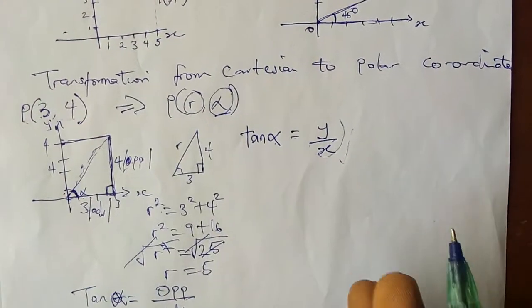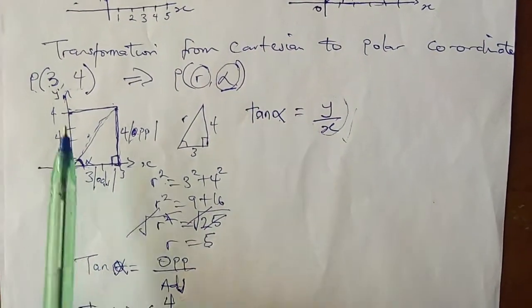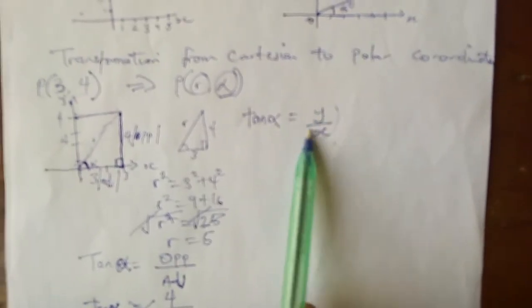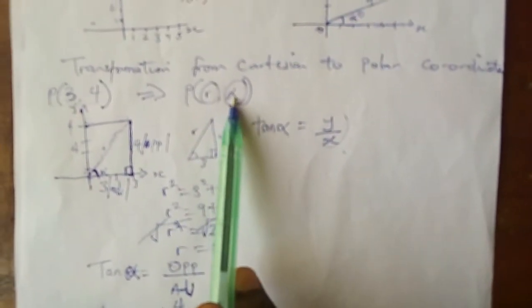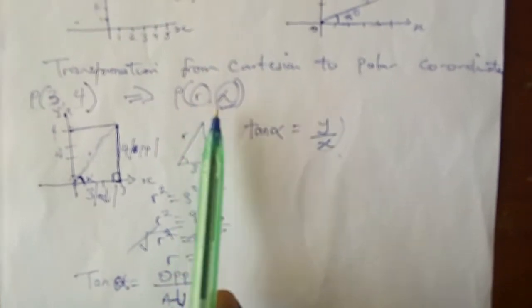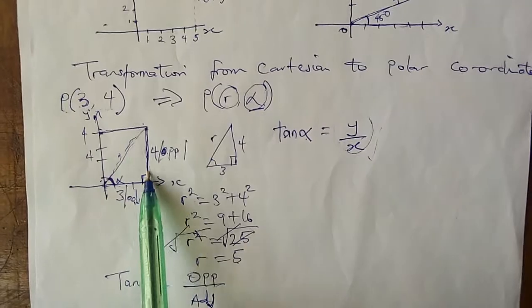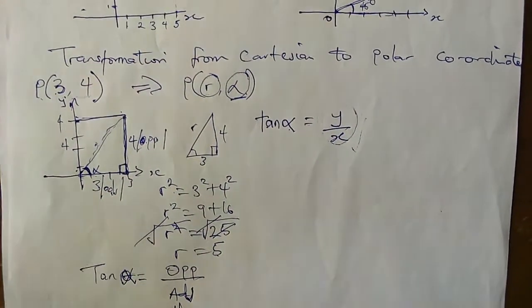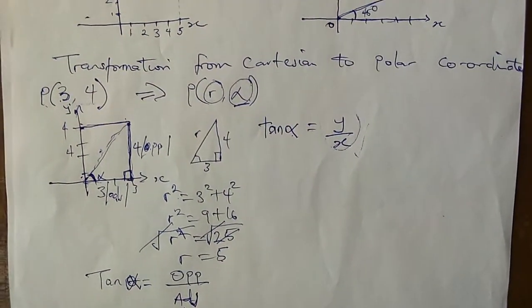So now if you want to change from Cartesian to polar, you will have to deal with this angle. After dealing with this, you get your angle, which is the angle here, and then to get your r, you need to use the Pythagoras theorem. So I think that is clear enough.